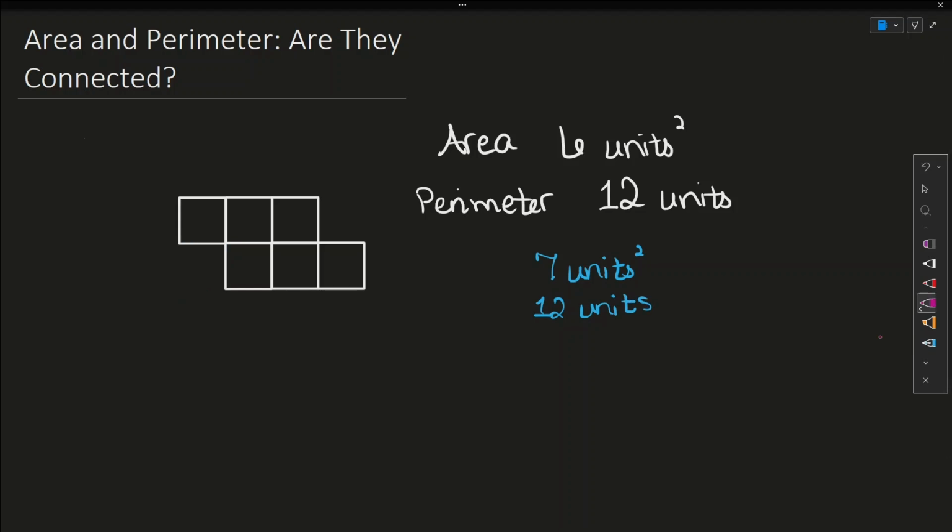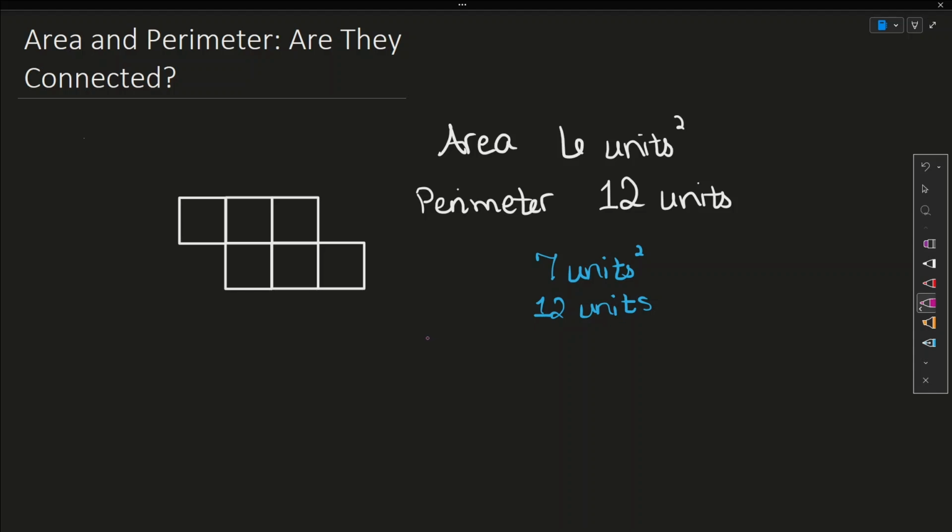Next, can we add a square tile so the perimeter increases by 1? This is a great thinking question. Students may want to try different placements and test them, and you should encourage that. But the final answer is actually no. It is not possible to increase our perimeter by 1.